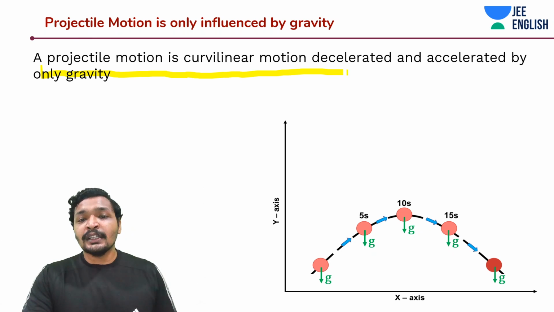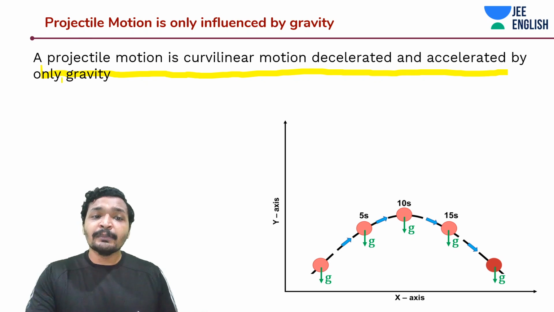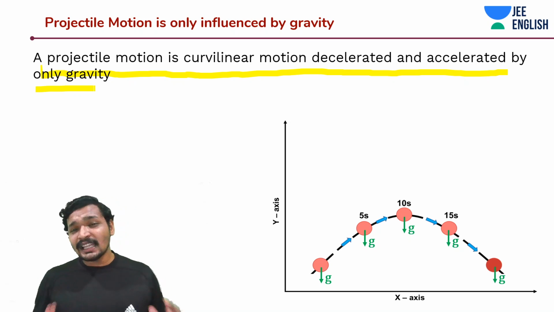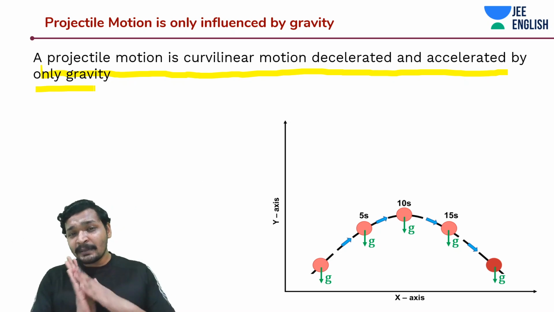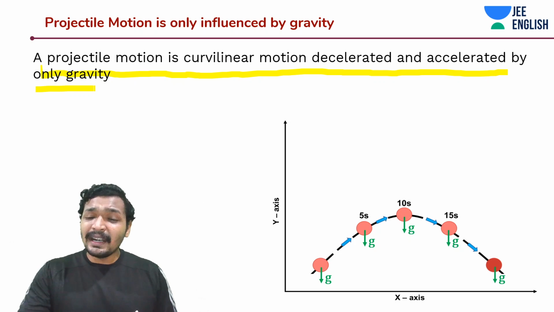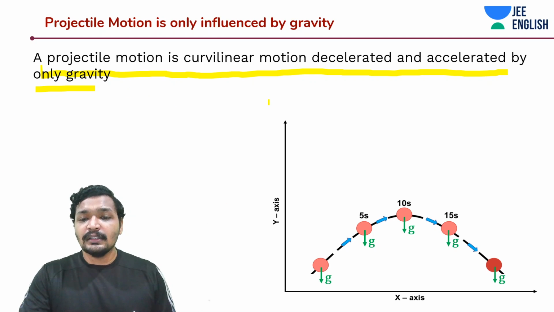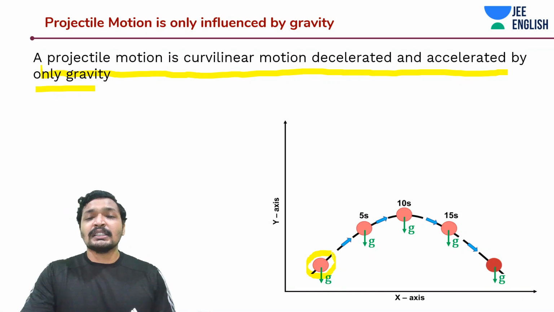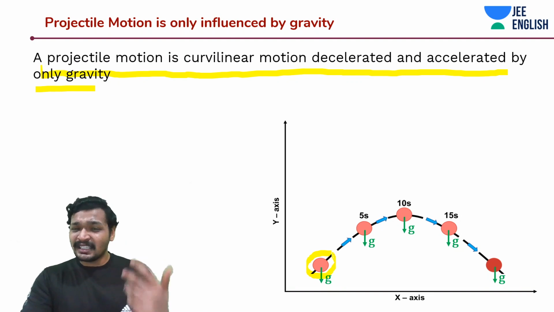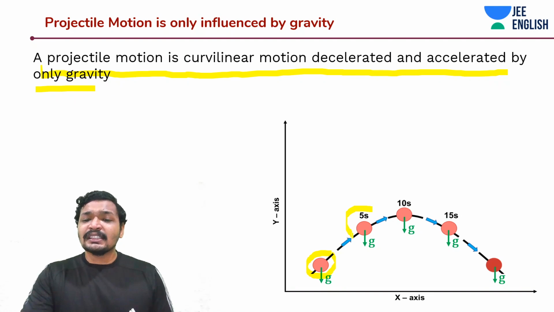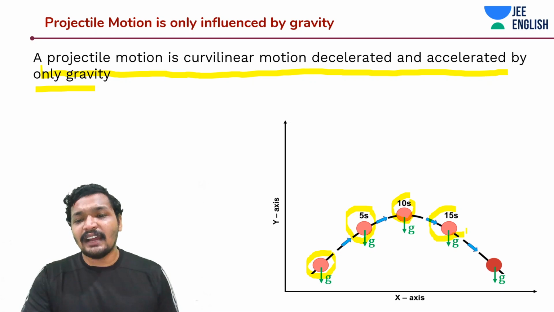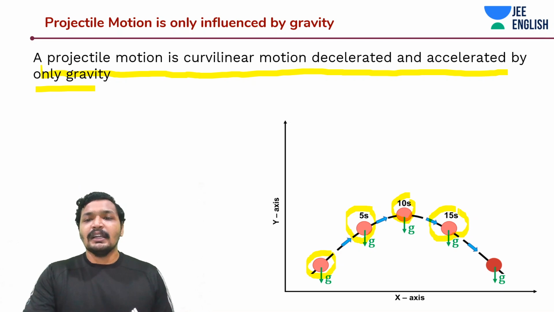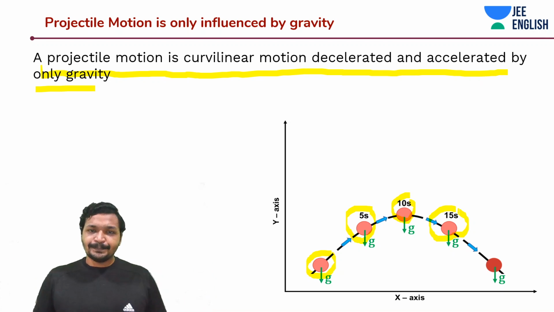So a projectile motion is a curvilinear motion, which is a 2D motion. You cannot map it using a single straight line. By line, I mean a single straight line. You need multiple straight lines to do it. And you see over here, this ball always has a constant acceleration, which is gravity. At the 5th second, it is gravity. At the 10th second, it is gravitational acceleration. At the 15th second, it is still gravitational acceleration, until the end of the motion.